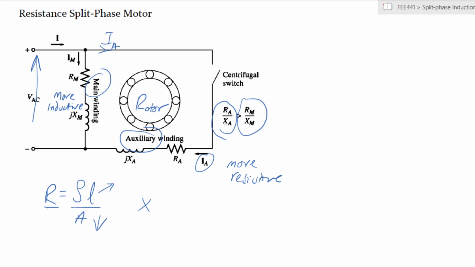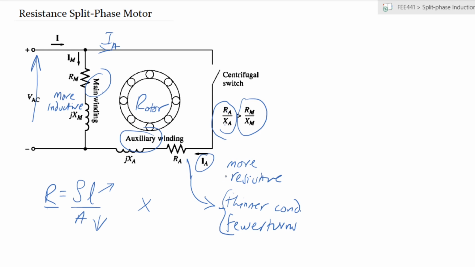So how is that achieved? The auxiliary winding uses thinner conductors with fewer turns. So the auxiliary has a greater resistance to inductance ratio. The R over X is higher. So what does that now mean for us?